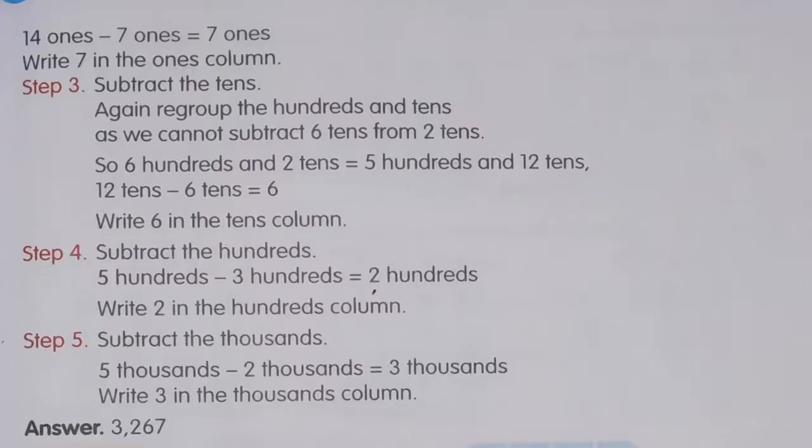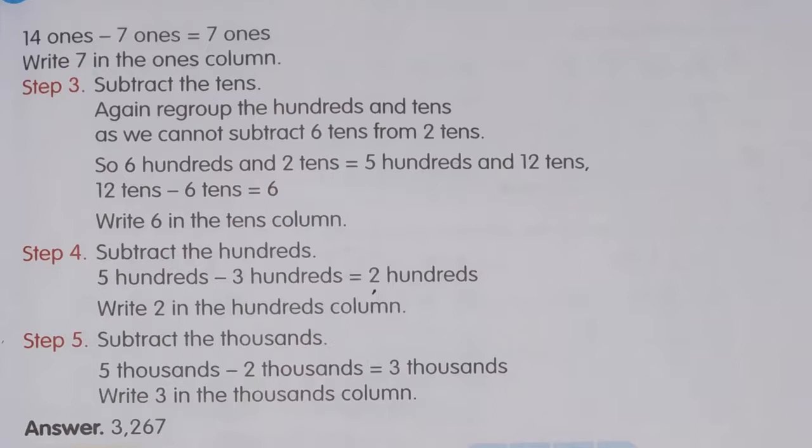Now 14 ones minus 7 ones equal to 7 ones. Write 7 in the ones column. Step 3. Now subtract the tens. Again regroup the hundreds and tens as we cannot subtract 6 tens from 2 tens. So 6 hundreds and 2 tens equal to 5 hundreds and 12 tens. So 12 tens minus 6 tens equal to 6. So we write 6 in the tens column.